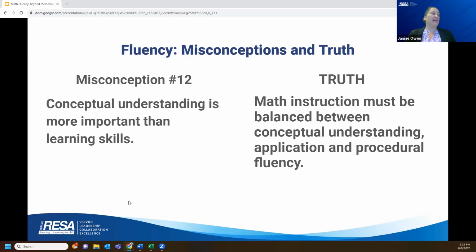And then finally, our last misconception is that conceptual understanding is more important than learning skills. But the truth is we don't want to just throw out all procedural fluency and focus entirely on conceptual understanding. Math instruction needs to be a balance of both. So we still need to practice procedures, practice algorithms, but we also still need conceptual understanding, and it just needs to be a balance.